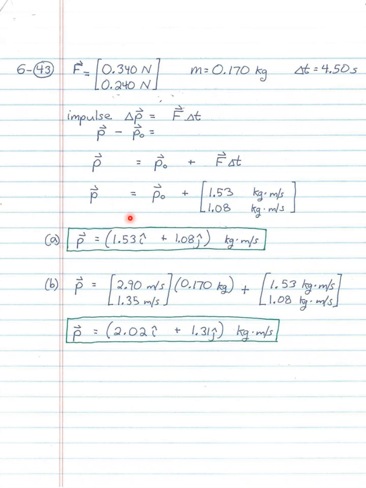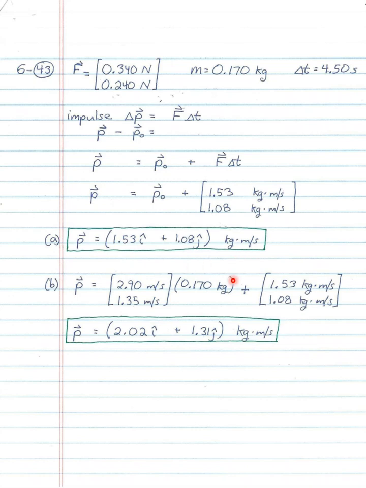And we're going to use this equation for both parts A and B, so I'm just leaving P naught written as it is. But then the force times delta T, the force is given up above times 4.5 seconds, and there it is. And now we'll address parts A and B. Part A said the puck was initially at rest, so P naught is just 0, 0. So when we add the vectors, it ends up to be the same as F delta T, so 1.53 and 1.08 kilogram meters per second.